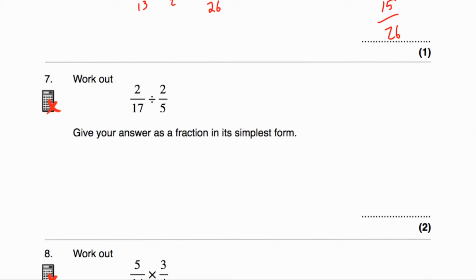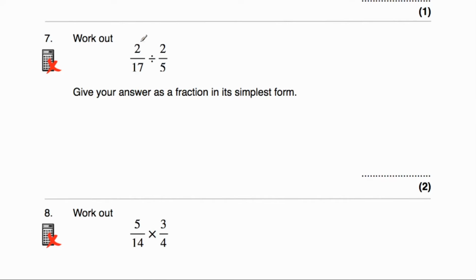Okay, let's have a look at question number 7. So question number 7, we've been asked to work out 2/17 divided by 2/5. So again, we're going to multiply by the reciprocal. So we're going to write 2/17 multiplied by 5/2. We'll multiply the numerators. 2 times 5 is equal to 10, and 17 times 2 is equal to 34. Now 10 and 34 are both divisible by 2, so let's divide both of them by 2, and that's equal to 5/17. And that's our answer, 5/17.